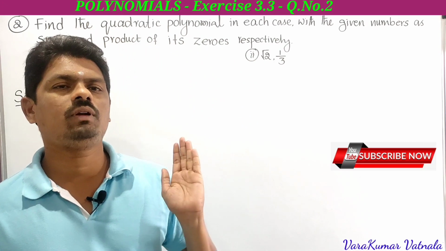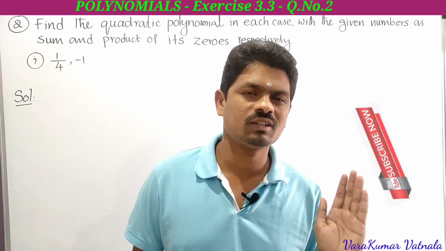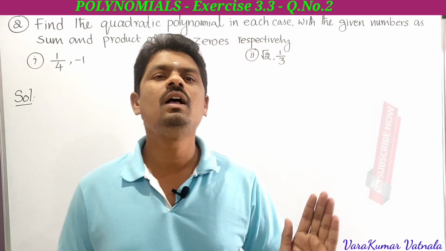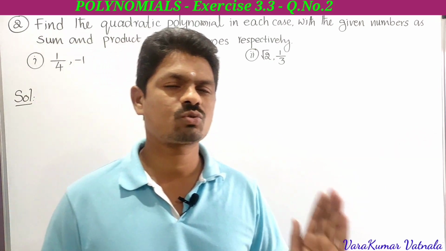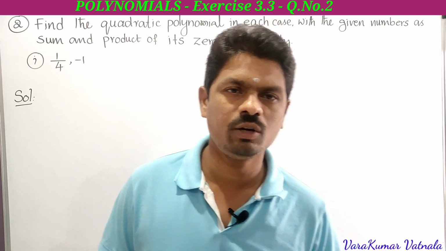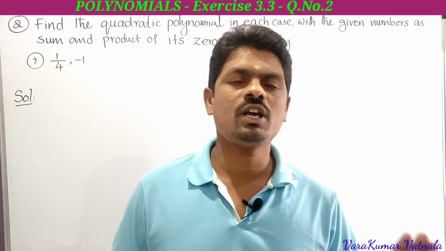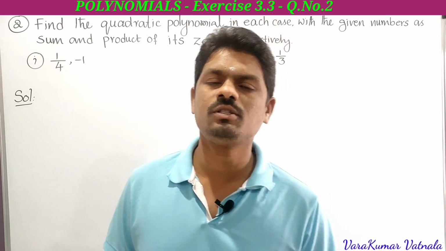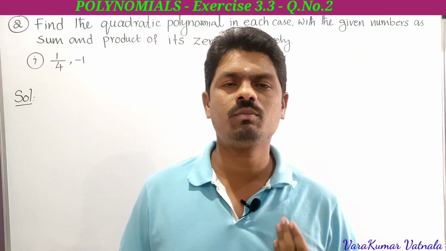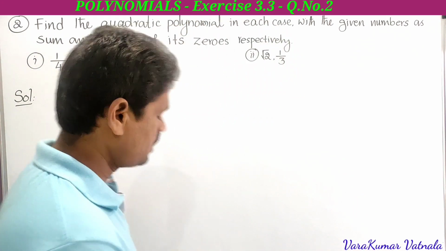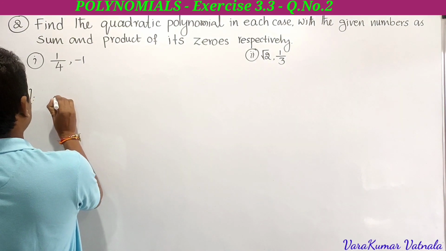So we know the formula. If the sum of the zeros is alpha plus beta and the product of the zeros is alpha into beta, then the quadratic polynomial is equal to k into x square minus alpha plus beta into x plus alpha into beta. So this is the formula. Just we have to substitute the alpha plus beta value and the alpha into beta value, and we can get the required quadratic polynomial. See here, the sum of the zeros he has given.